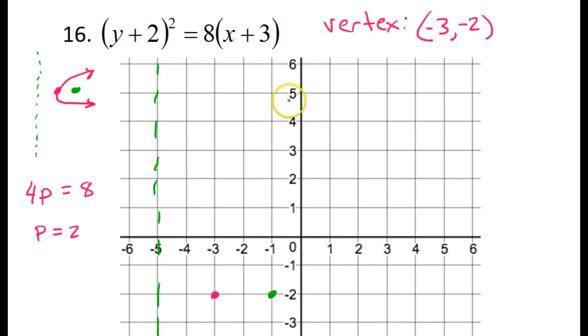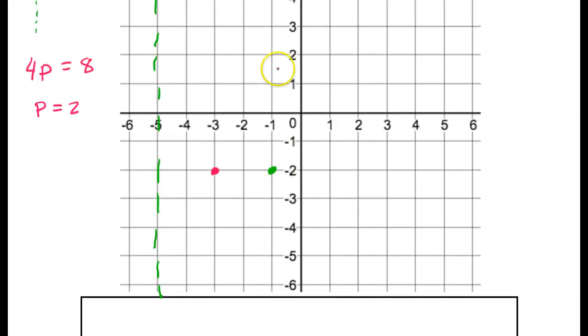For that, we will use the focal width. This number right here tells us the focal width. The focal width is 8. Remember that the focal width is always positive. Even if this were -8, the focal width would still be +8. The focal width tells us the width of the parabola at the focus.